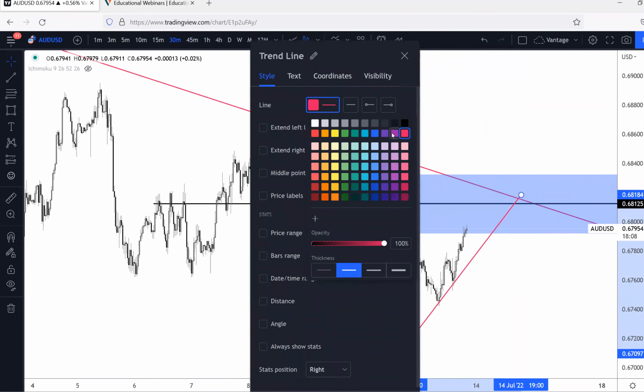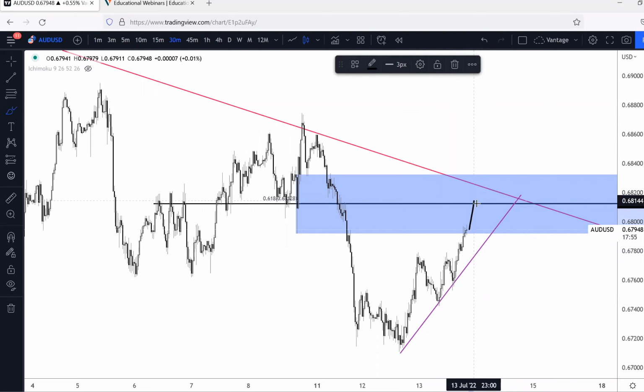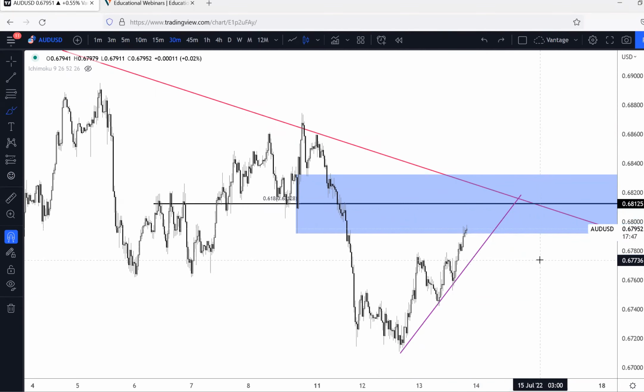I probably want to put this in a different color, let's say in purple. So what we want to wait for when price enters into this region is for this ascending trend line to be broken. So ideally something like this, price coming into this region, breaking it, you could potentially see a double top before a break and a reversal from there. That's one. Or any other reversal patterns.